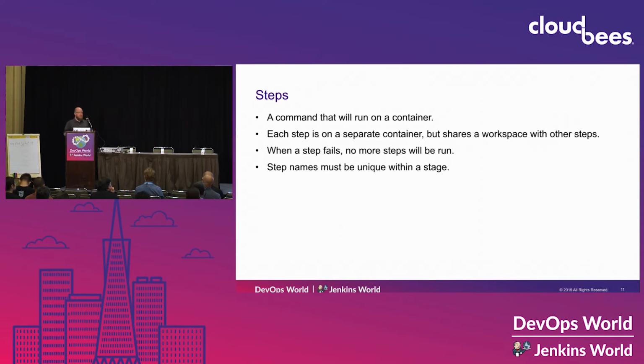So it's not that each step is happening in a completely new machine with no context from the earlier steps. When a step fails, no more steps will be run. We have plans to have behavior like post in declarative. We don't have that yet. This is still pretty early stuff. And step names must be unique within a stage. We try to utilize names as a way to do reporting and overriding capabilities, and so we're requiring that you have names and that they be unique.